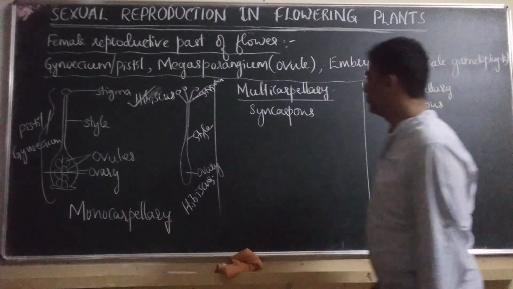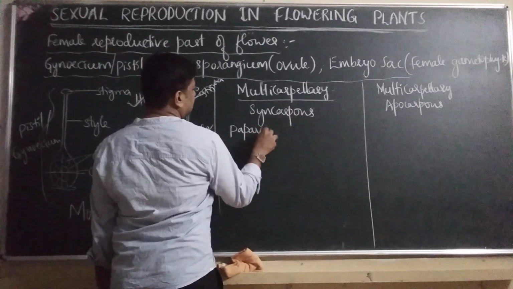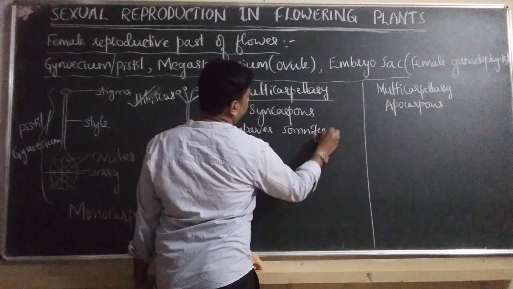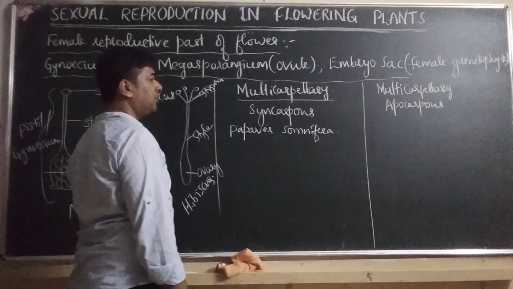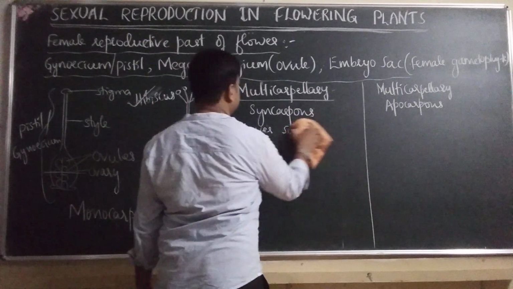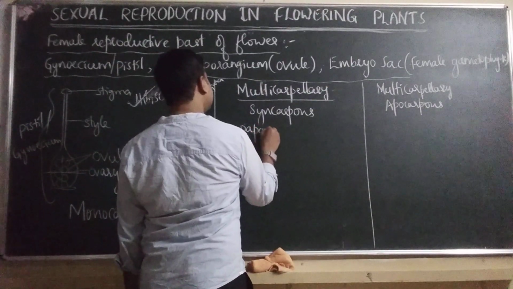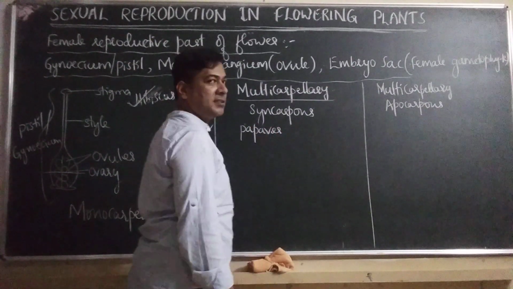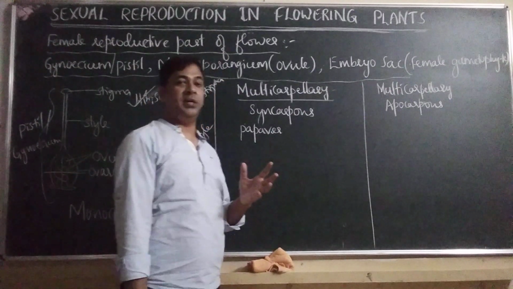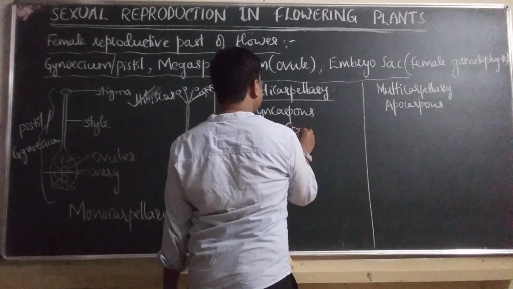Let us take an example. Here the example is Papaver somniferum. That is the papaver plant, the poppy plant. Papaver means poppy plant. You have already learned. We get cuscus from that, and we get drugs also from this, papaver or poppy.